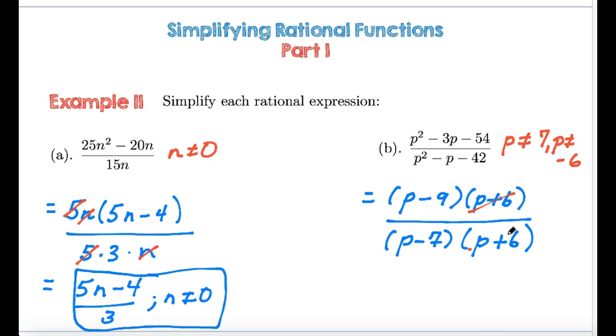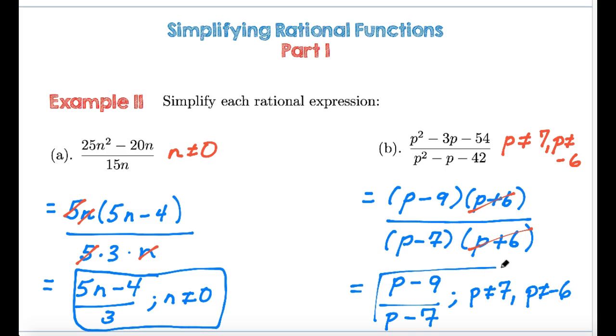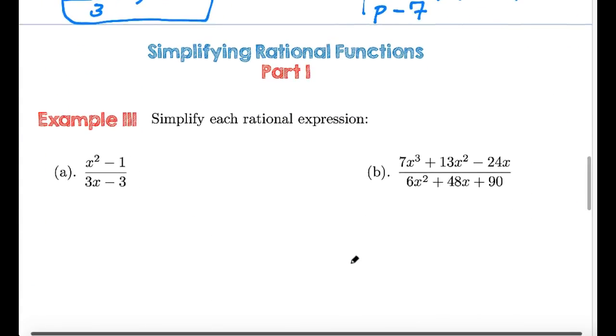P plus 6 is gone. They become 1. And I get p minus 9 over p minus 7. You can't cancel out the p and the p here because of the operations. P cannot equal 7 and p cannot equal negative 6. So we can't simplify the p's out there. That's all we get right here. Here's our final answer. All right, let's look at example 3.